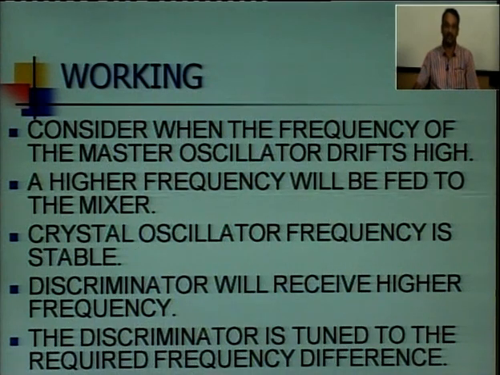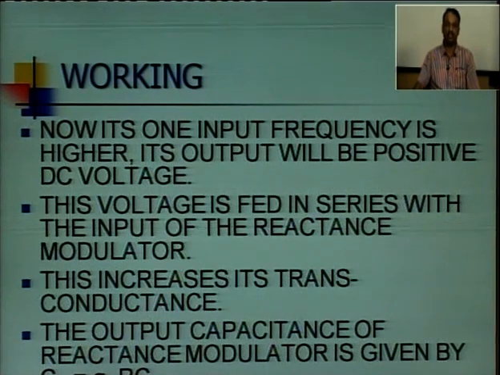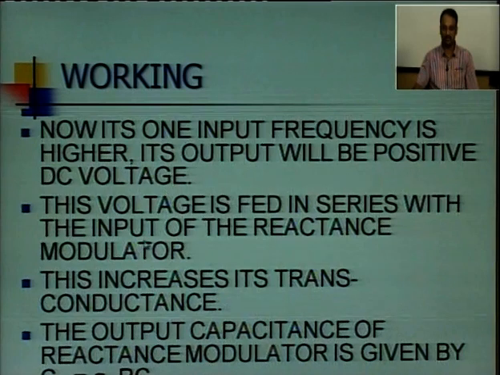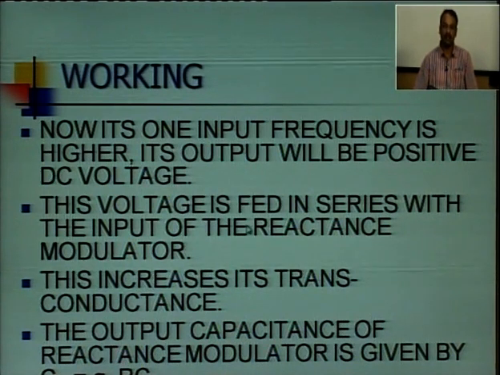For example, consider that the frequency of the master oscillator drifts high. A higher frequency will be fed to the mixer. The crystal oscillator frequency is stable. So, the discriminator will receive a higher frequency. The discriminator is tuned to the required frequency difference. Now, its input frequency is higher. Its output will be a positive DC voltage. This voltage is fed in series with the input to the reactance modulator. This increases its transconductance gm. As transconductance increases, its equivalent capacitance C also increases, and as C equivalent increases, the overall frequency, that is 1/2π√LC, decreases.